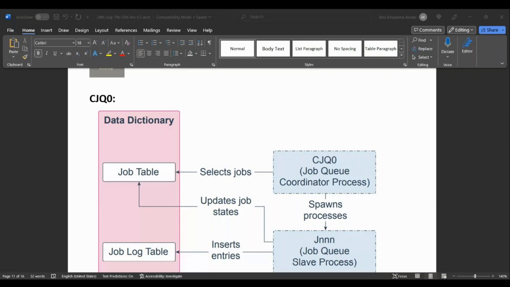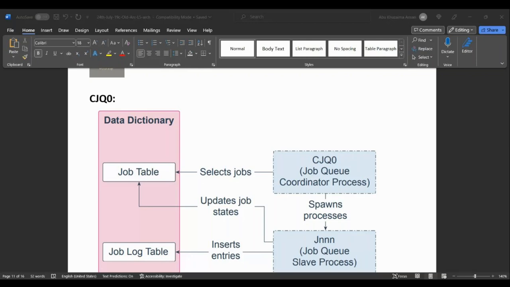Okay, and this CJQ process also spawns slave processes called JNNN, which actually run the job. So for one job, one slave process, and when it completes the job, after the process finishes execution of a single job, it will search for more jobs.